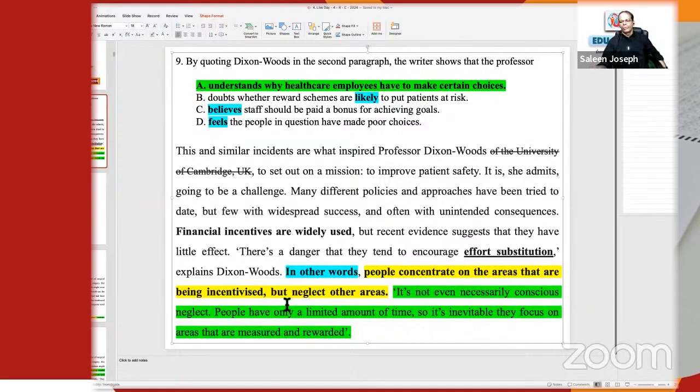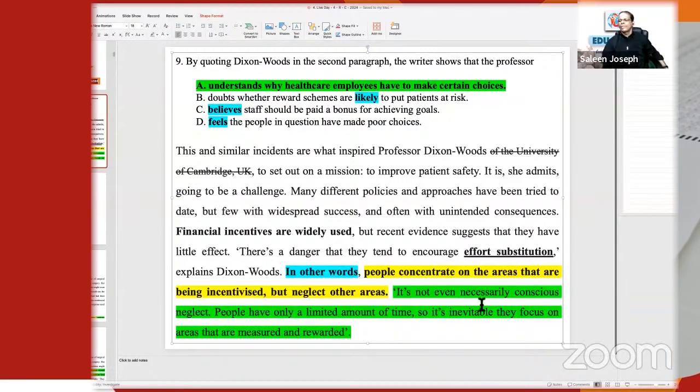People have only a limited amount of time, so it's inevitable they focus on areas that are measured and rewarded. The only option connected with this shows that the professor, Professor Dixon Woods, understands why healthcare employees have to make certain choices. Because now the writer is saying it is not even necessarily conscious neglect.